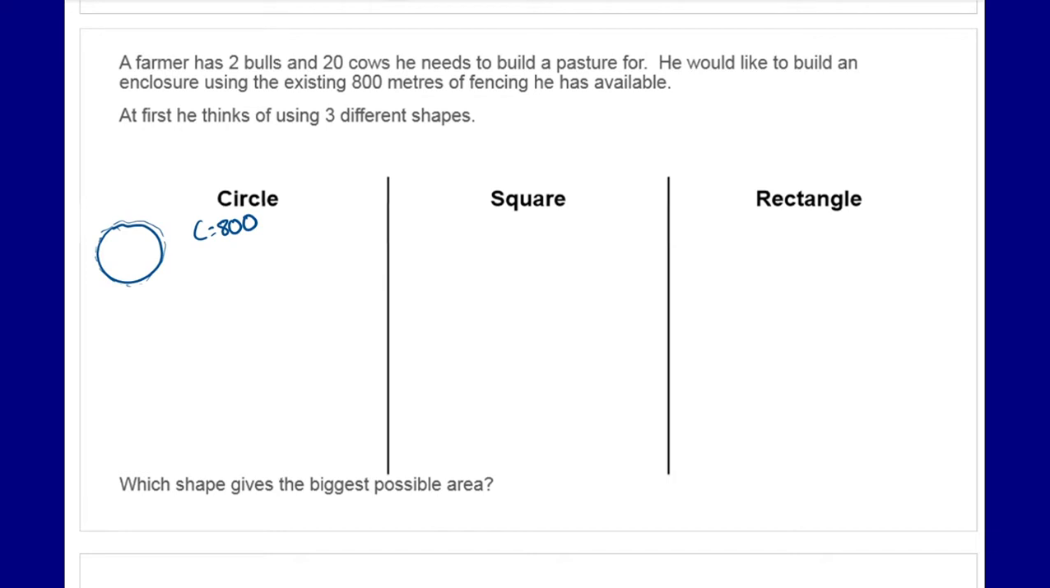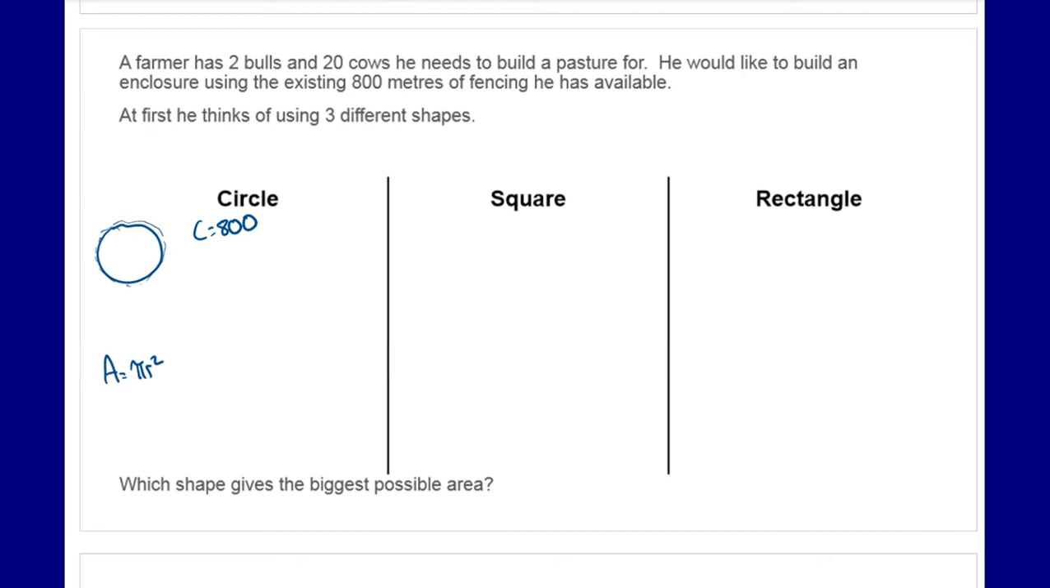Well, why are we talking about circumference when we're trying to look for area? Well, if I want to figure out what area this gives me, area equals pi r squared. However, we don't know what r is. We can figure it out though using the circumference formula, because we know what the circumference is.